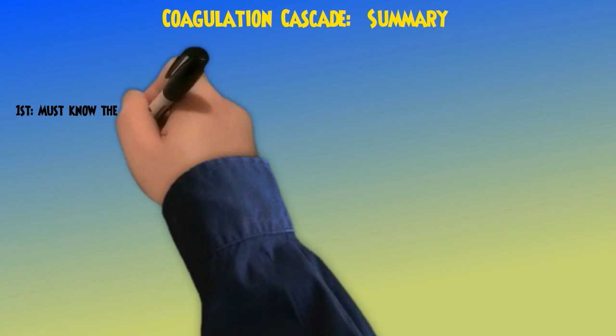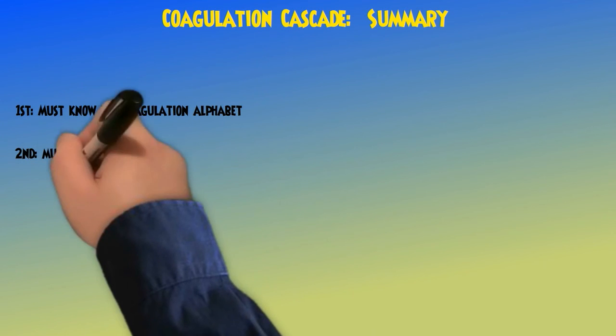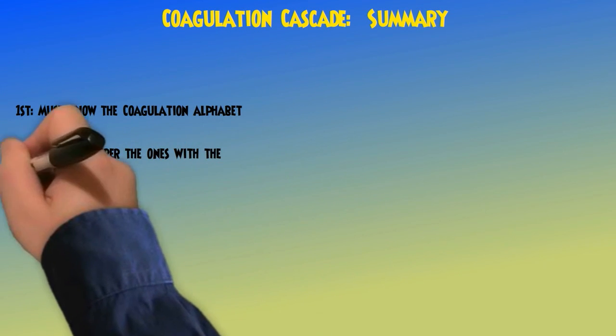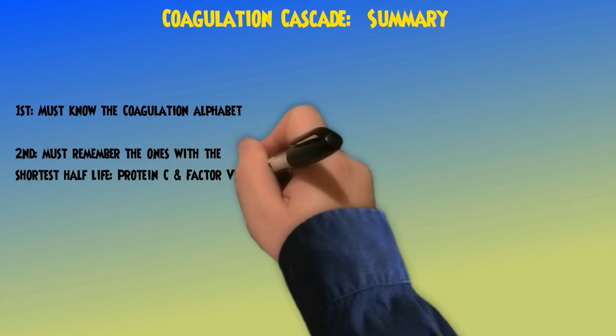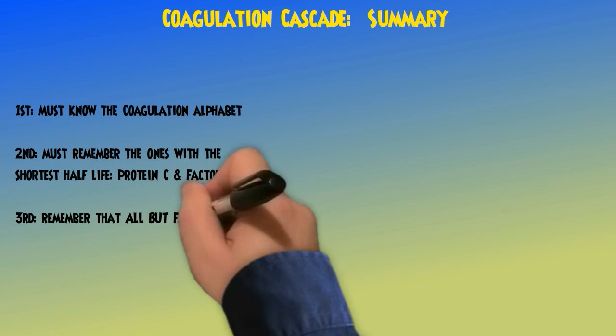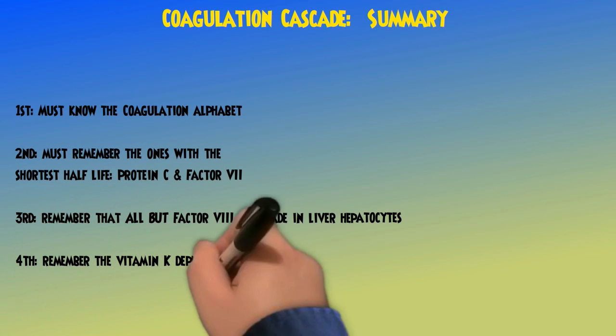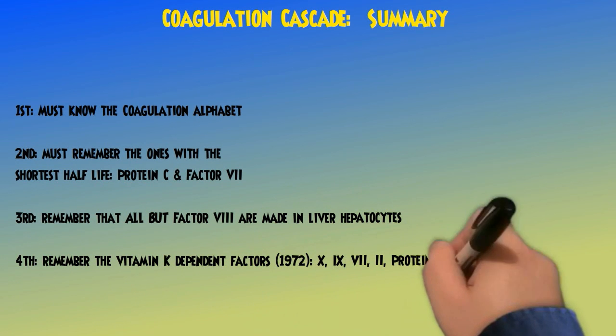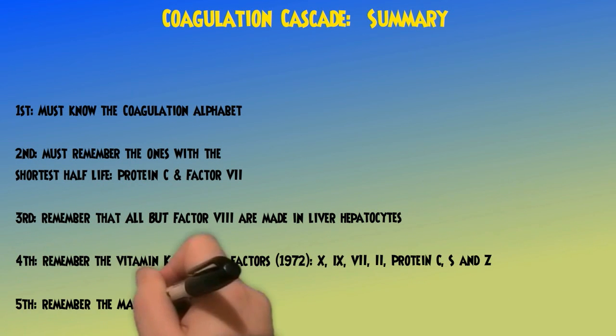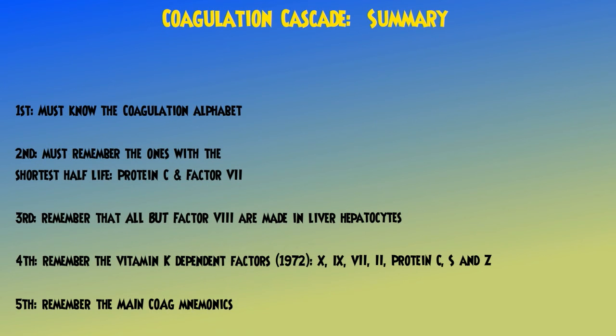In summary, you must know the coagulation alphabet. Remember the ones that have the shortest half-life, which includes protein C and factor 7. Remember that they're all made in the liver hepatocytes with the exception of factor 8. Remember the vitamin K dependent factors, mnemonic 1972, and finally the main mnemonics for the coagulation factors.